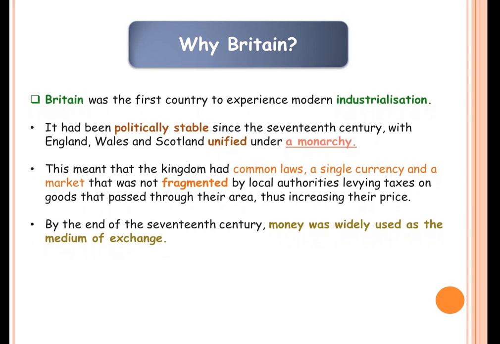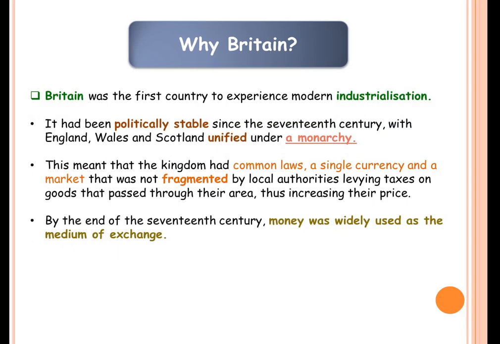Now, why Britain? Why did Britain go through industrialization first? It was the first country to experience modern industrialization, and why not the others? Because there were other countries also who were equally powerful like Britain. It was very politically stable since the 17th century, and we also know that England, Wales and Scotland unified under a monarchy which was a very strict system. They were very stable, they were consistent in the execution of their laws, and nobody even dared to speak against the monarchy.